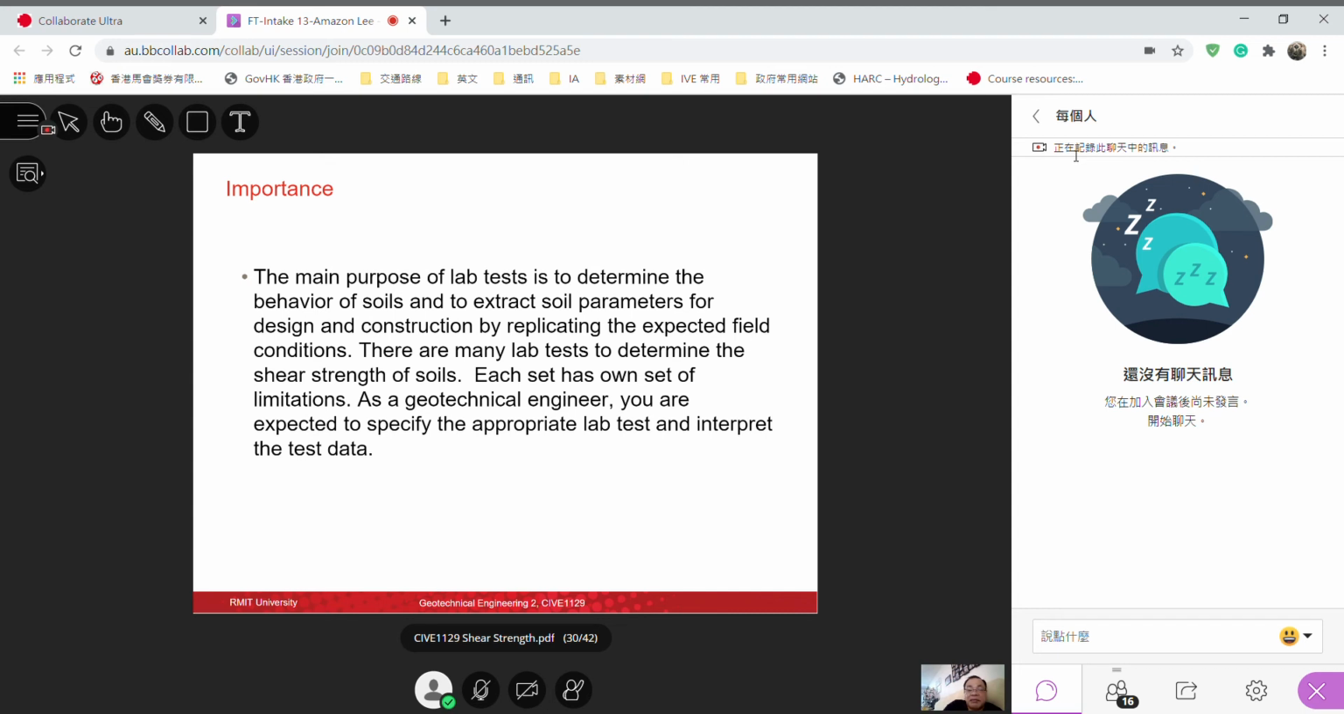The main purpose of the lab test is to determine and extract the soil parameters. The soil parameters for the shear strength of the soil are the cohesion intercept and the angle of friction. These two parameters can be determined either by the direct shear test, using the direct shear box. This one we will go over in the lab, I think in October sometime, and I will be there. Another one is the triaxial test.